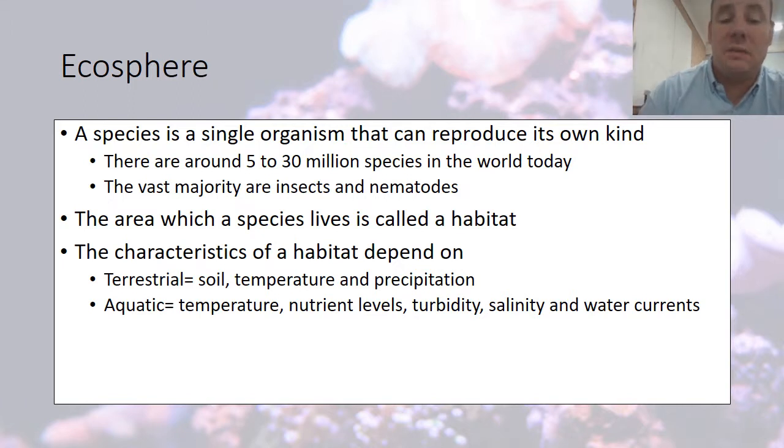Where a species lives, the habitat. The characteristics of a habitat depend on whether it's a terrestrial ecosystem, temperature and precipitation; or aquatic, temperature, nutrient levels, turbidity, salinity, and water currents. Turbidity is how clear the water is. So that's what the ecosphere is, and hopefully this is a good introduction to what ecosystems at risk are.